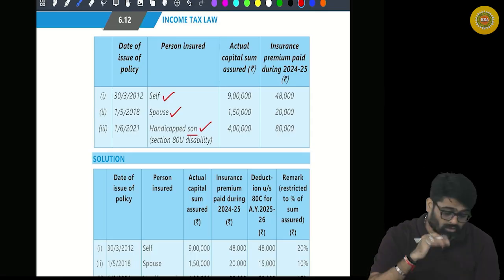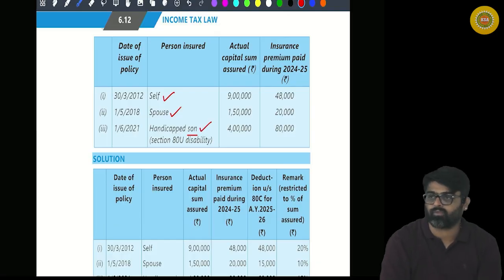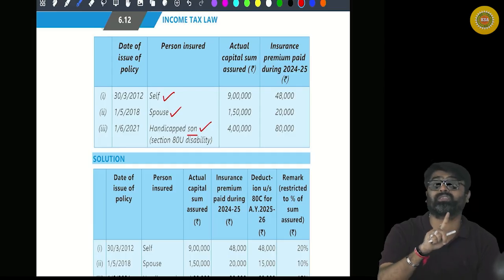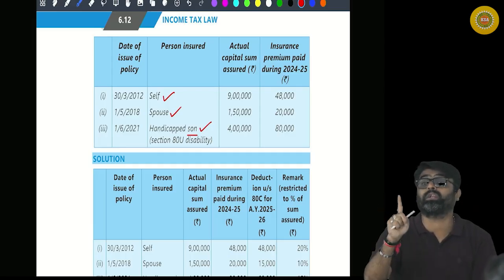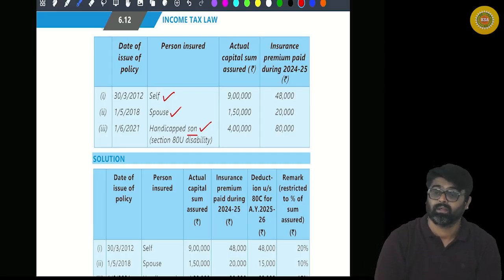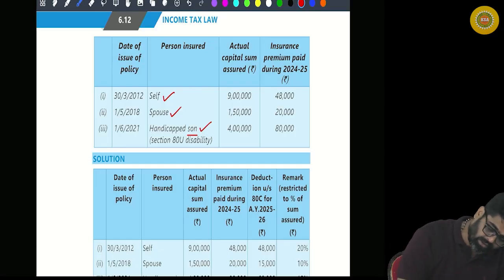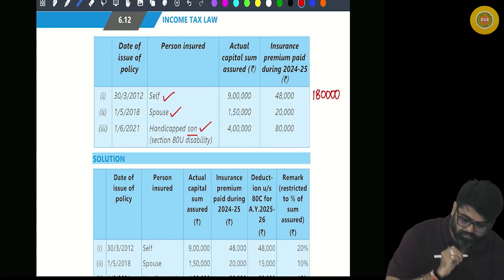Limit. So now tell me, when the policy was taken for self? 30th March 2012. Can I say between 1st of April 2003 to 31st March 2012? If the policy was taken, then what is the capital sum assured? 9 lakh. 20% of that. Maximum premium can be 1 lakh 80.